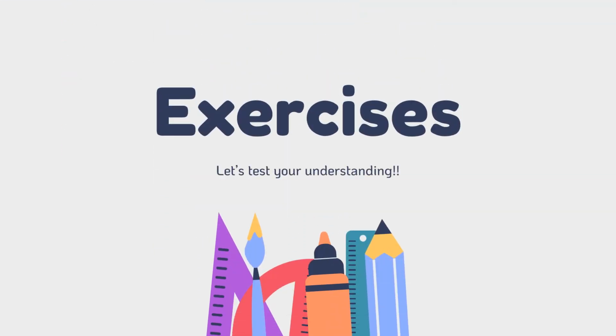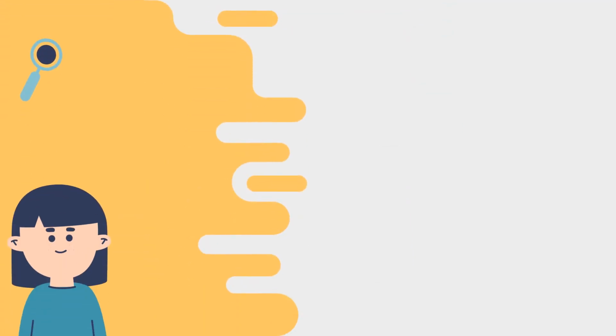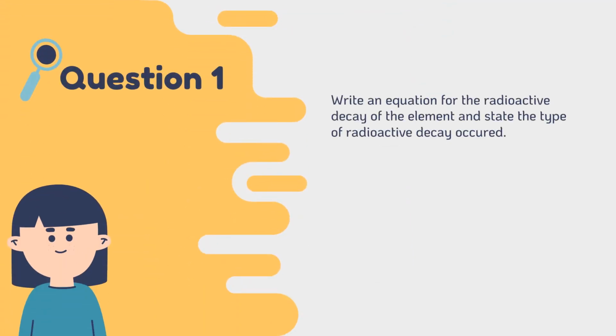It is now time for exercises. Let's test your understanding of alpha decay, beta decay, and gamma decay. Let's start it. For question 1, write an equation for the radioactive decay of the element and state the type of radioactive decay that occurred.